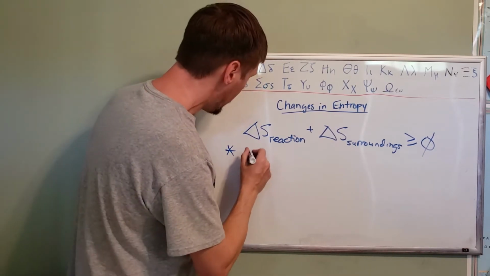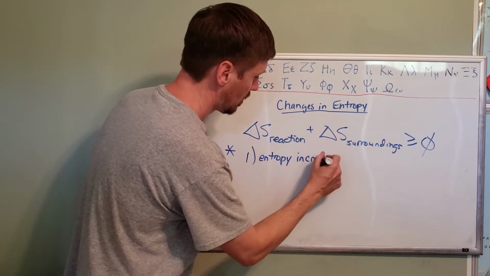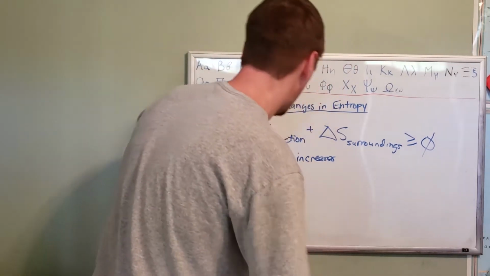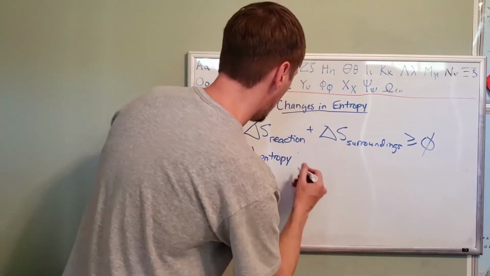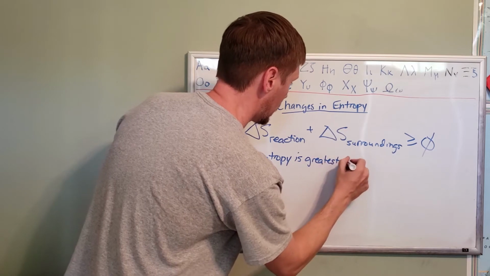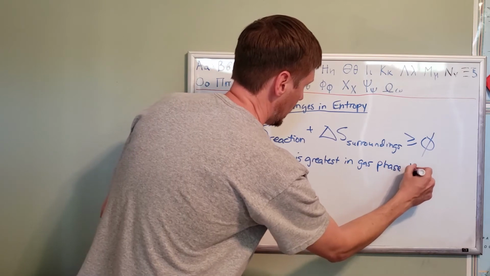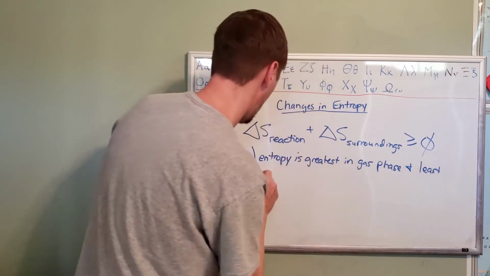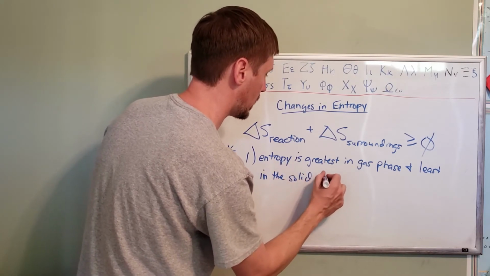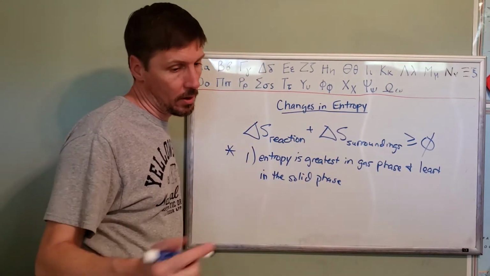Number 1 is this, and we just said this: entropy is greatest in the gas phase and least in the solid phase, right? And so we said that just a moment ago, that as you go from solid to liquid to gas, entropy is increasing, right? So we want to remember that point.